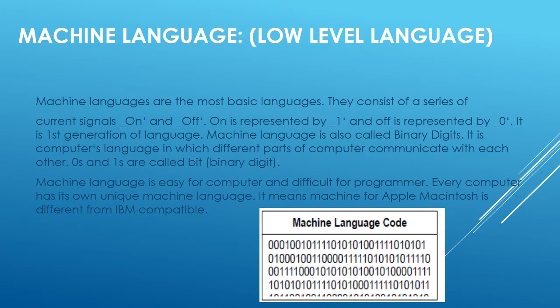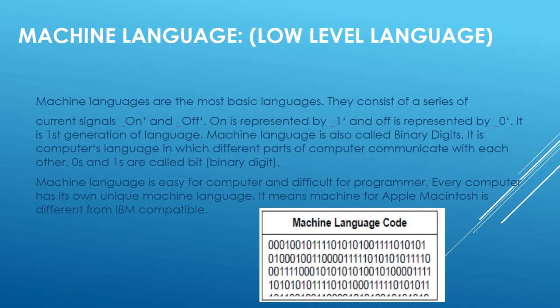Let's discuss these types. Machine language, which is also known as the low-level language. Machine languages are the most basic languages. They consist of a series of current signals, on and off. On is represented by 1 and off is represented by 0. It is the first generation of language. Machine language is also called binary digits. It is the computer's language in which different parts of the computer communicate with each other. 0 and 1 are called the binary digits.